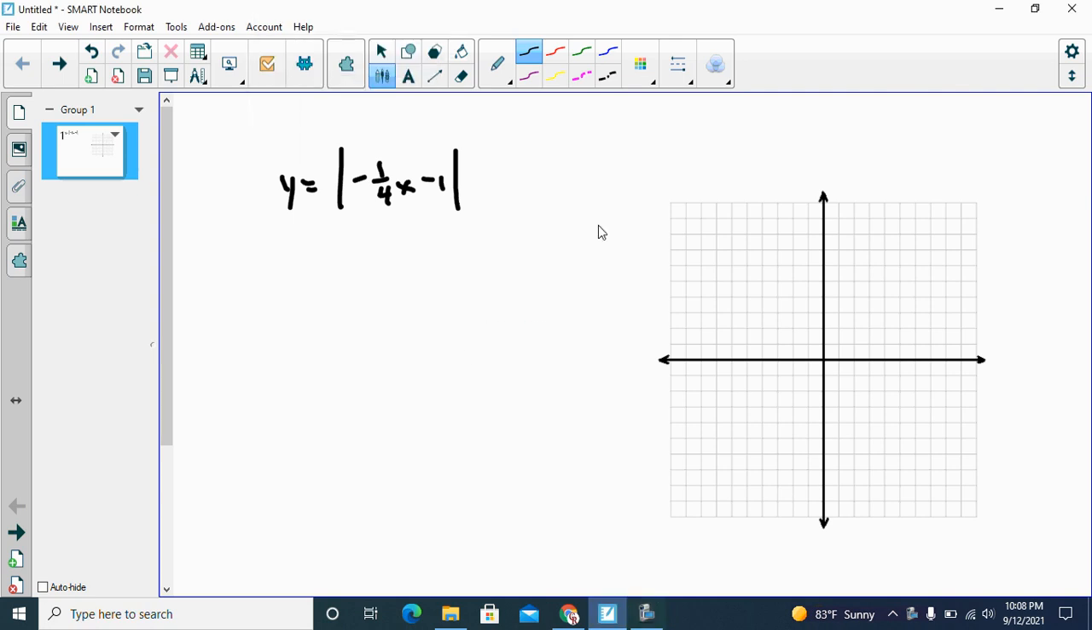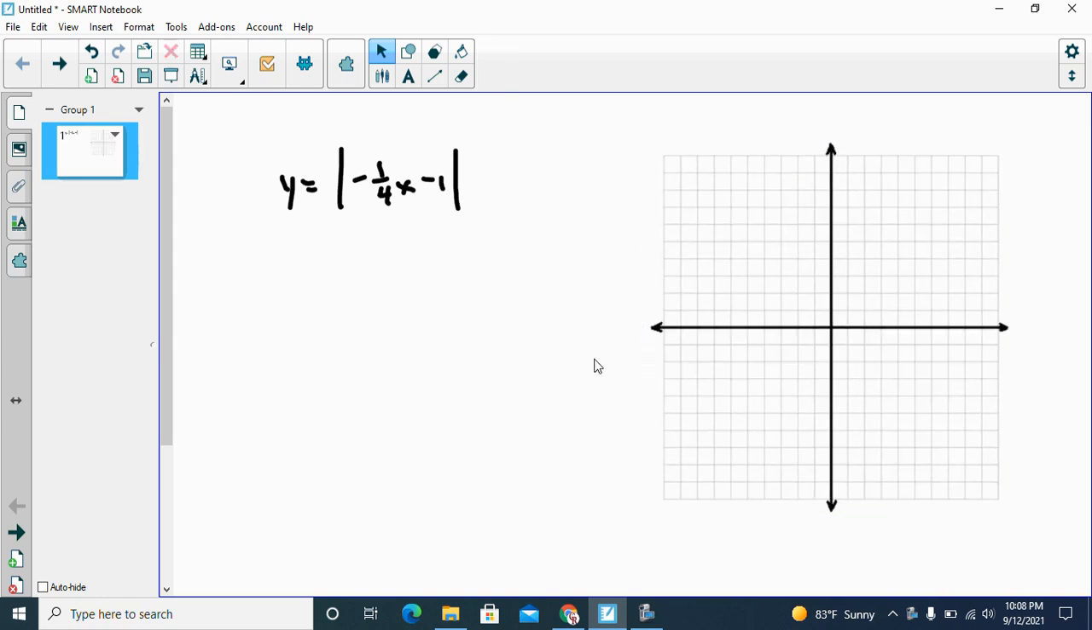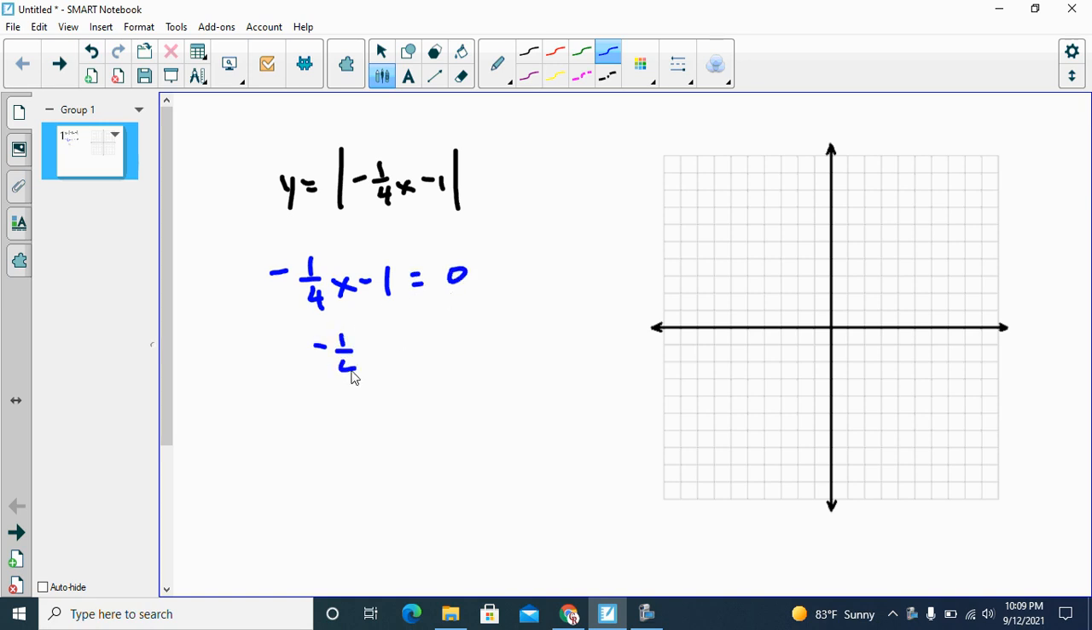This is question number 36 on page 112. It asks us to graph y equals the absolute value of negative 1/4 x minus 1. So in order to graph an absolute value equation, we start by taking whatever's inside the absolute values and setting that equal to 0. So in this case, negative 1/4 x minus 1 equals 0.